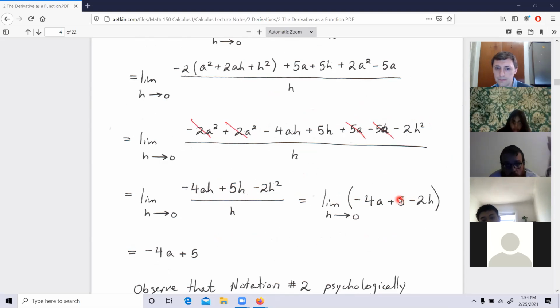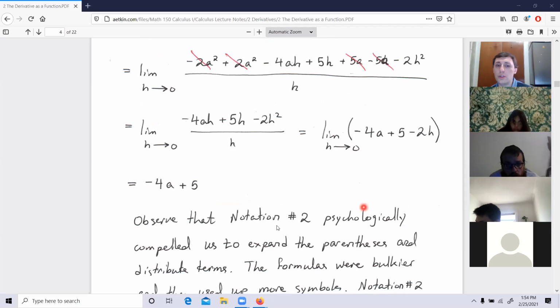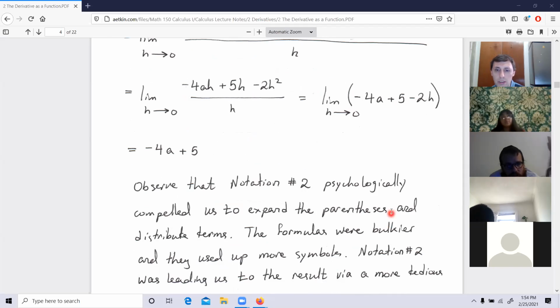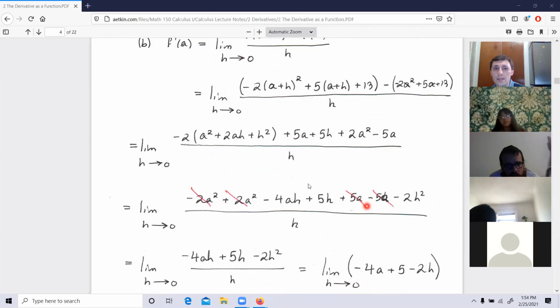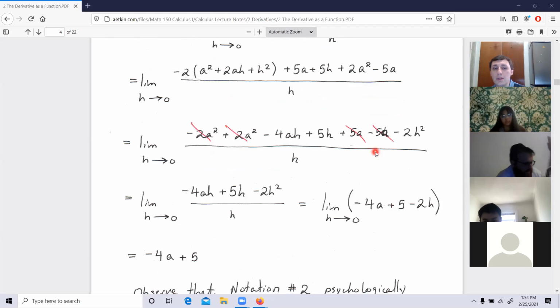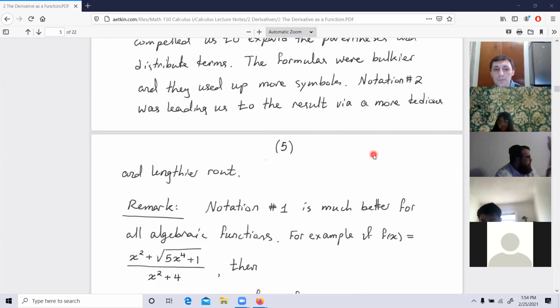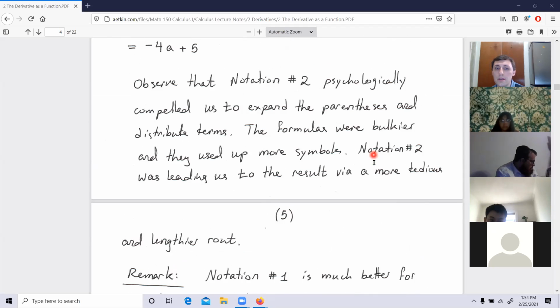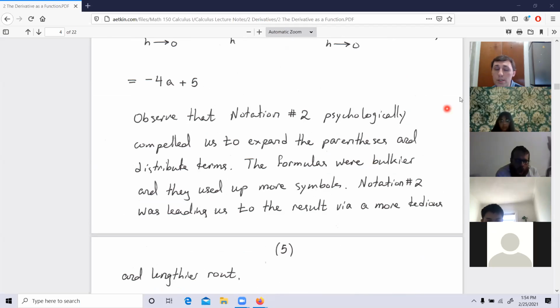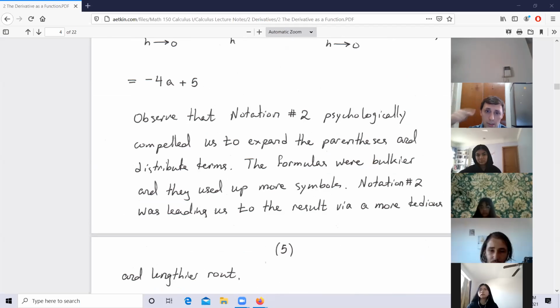All right. So notation 2 psychologically compelled us to expand the parentheses and distribute the terms. And you can see that it takes me longer to write. It's bulkier, and you're writing more symbols. You see, if you write more symbols, you have to process more things.